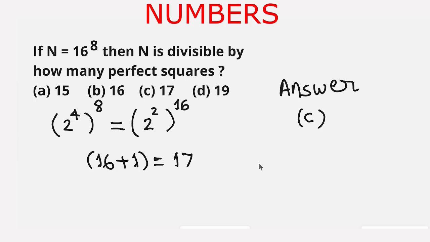In such type of questions, we have to make the prime number a perfect square and then whatever may be the power of that perfect square, we have to add 1 to that power. Here the 2 to the power 2 is a perfect square. Now the power of 2 to the power 2 is 16. So the factors will be 16 plus 1 equal to 17. I hope you have understood the method of solving such type of questions. We go to the next question.